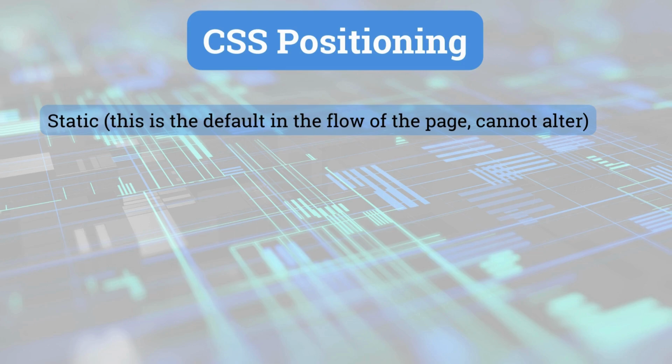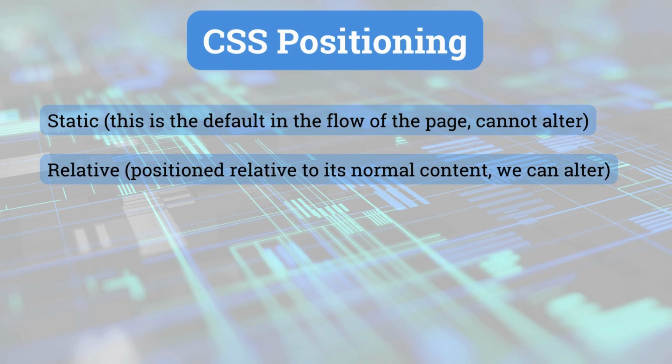CSS Positioning has many properties. Static is one. This is the default, just in the flow of the page. We cannot alter it with left, right, top, and bottom for any elements. Relative is very handy. The item is positioned relative to its normal content, and we can alter it. We can say position relative top 1 EM, left 2 EM to keep it down from the top a little bit and in from the left a little bit.